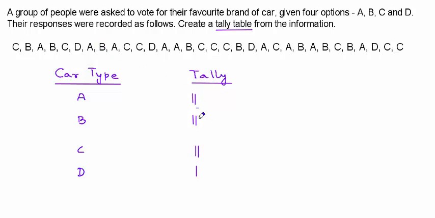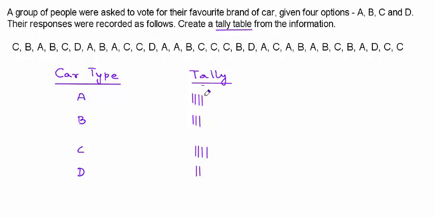B. A. C, C. So we have 2 C's. C, C. Then we have a D and then double A. So let's go for a D. And then we put a mark on A that takes it to 4.